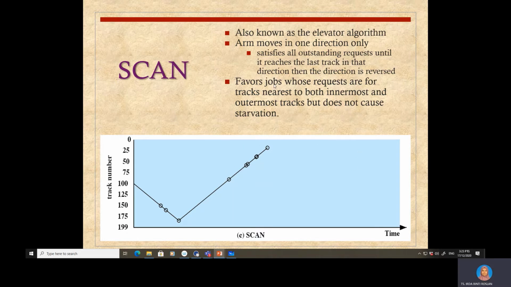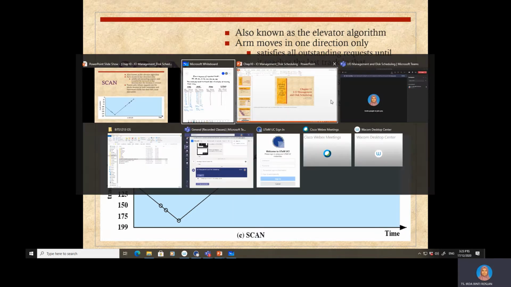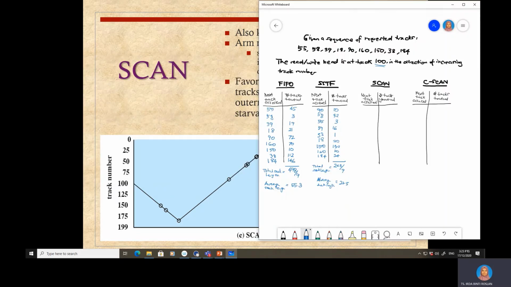Okay, so we can try to do the SCAN algorithm, and we have to see the condition. It mentioned here that it is in the direction of increasing track number. So starting from track 100, you need to choose tracks in increasing manner, and then we will do the opposite, decreasing. Start with increasing first.